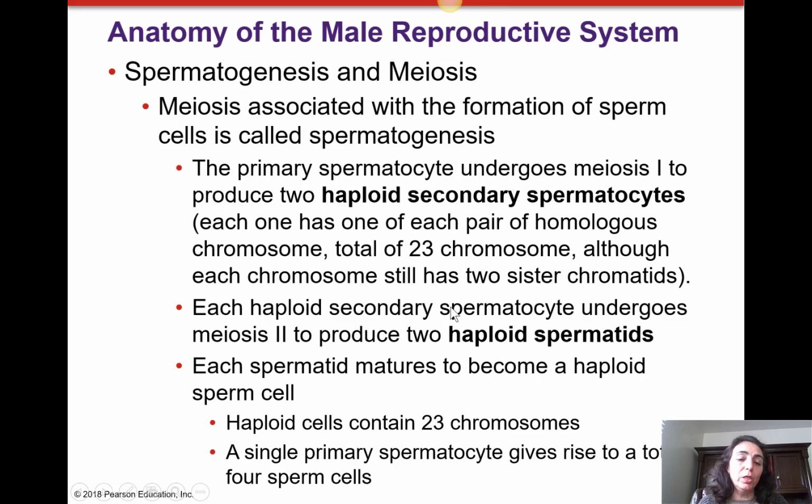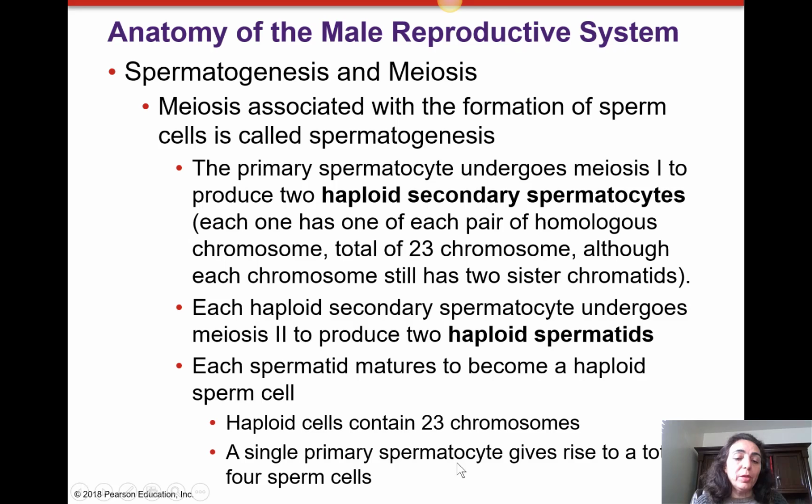Then each haploid secondary spermatocyte goes under meiosis 2 and produces 2 haploid spermatids. So after meiosis 2, we call that spermatid. The spermatid still needs to go under more maturation and change shape to become a haploid sperm cell. I will show you the picture for all these and we'll review. Haploid cells contain 23 chromosomes.